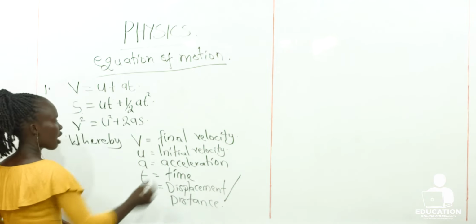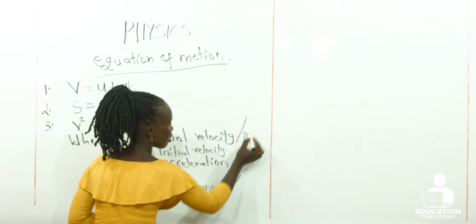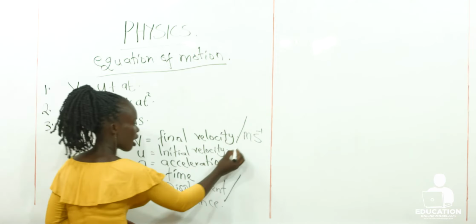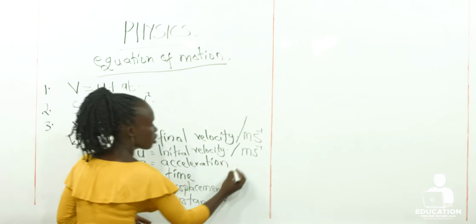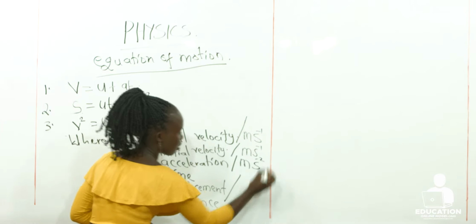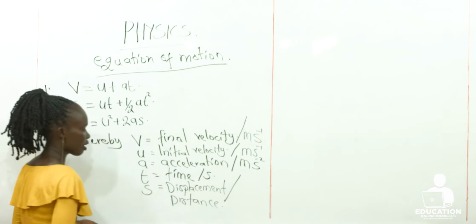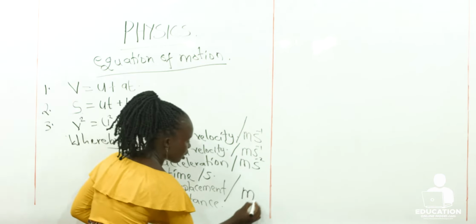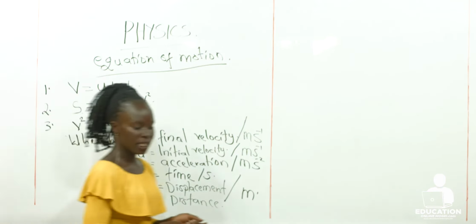So you see that our velocity is measured in what? The unit for velocity is meters per second. This is initial velocity, which is the same as velocity, again in meters per second. Acceleration is in meters per second per second, like that. Time is measured in seconds. Our displacement, or the distance, is always measured in meters. So now we have seen the abbreviations and we know their SI units.